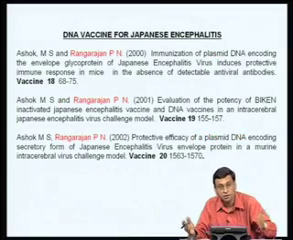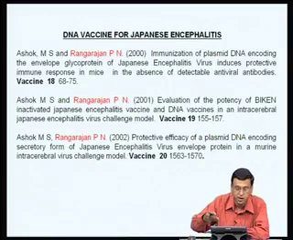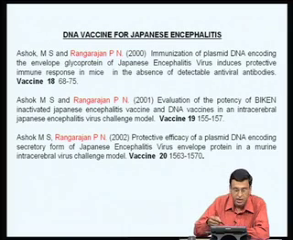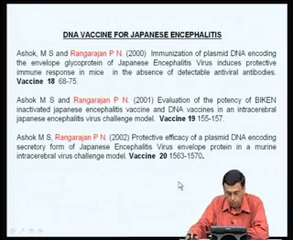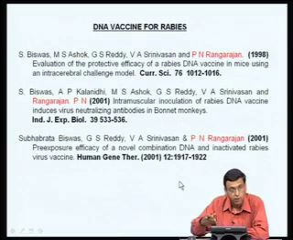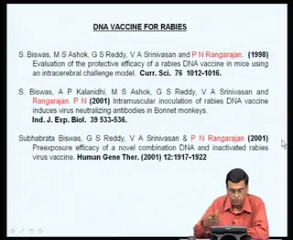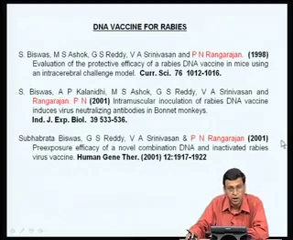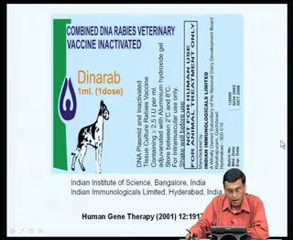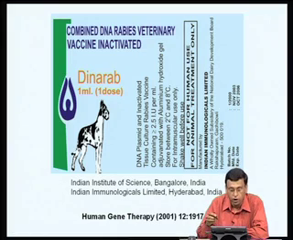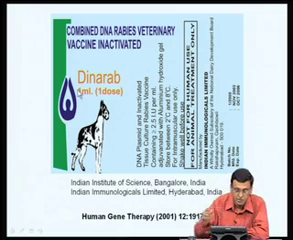Our own lab at the Indian Institute of Science demonstrated in principle that you can develop DNA vaccines for Japanese encephalitis. I will not go into the details. The results were published in Vaccine. We also tried to develop a DNA vaccine for rabies in collaboration with a company called Indian Immunologicals Limited in Hyderabad, India. Regulatory procedures are currently on, and hopefully a product will come out in the near future, a new DNA based rabies vaccine for veterinary use called DNARAB.